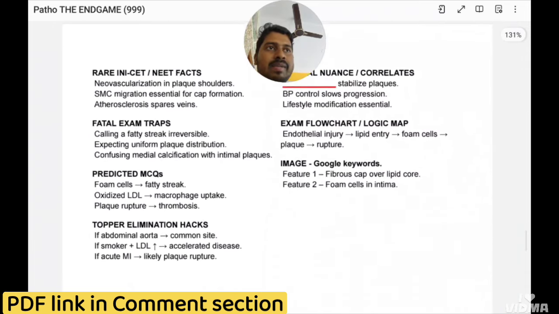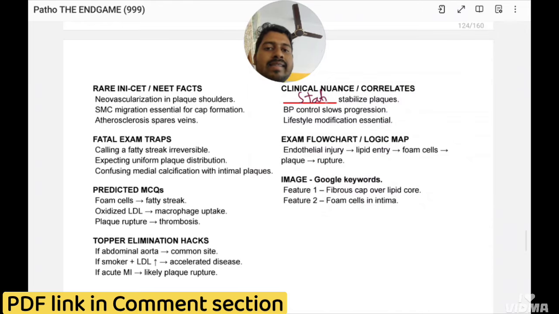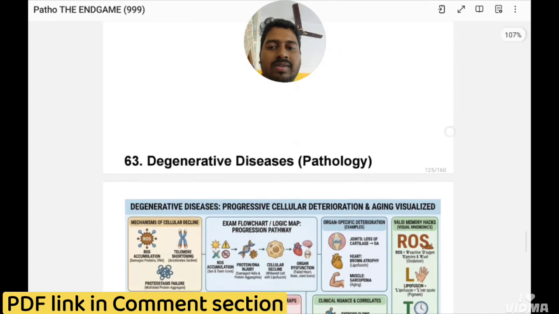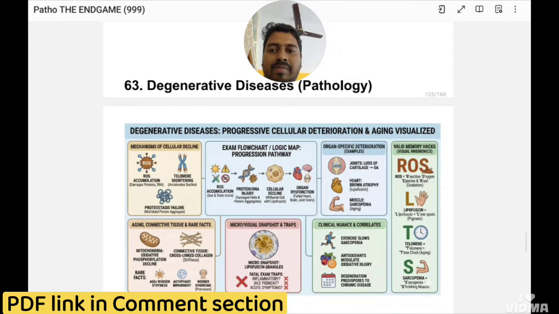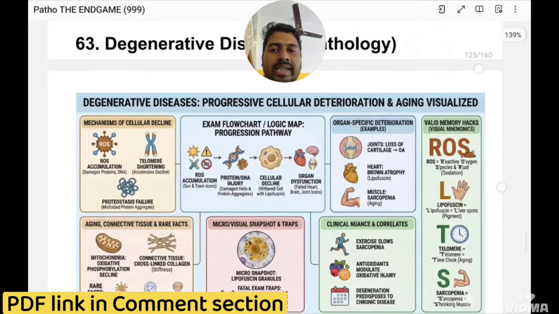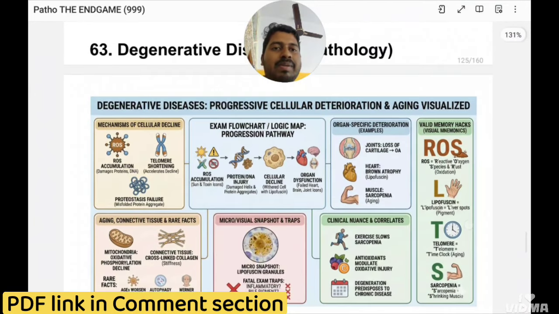And what stabilizes plaque? Which drug? Statins. Statins stabilize plaque, so statins have such a protective role in atherosclerosis. Next we'll go to degenerative pathologies. We'll see some degenerative conditions and their pathology.